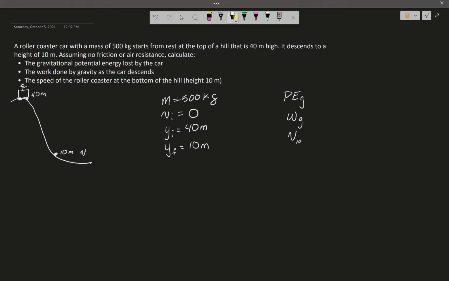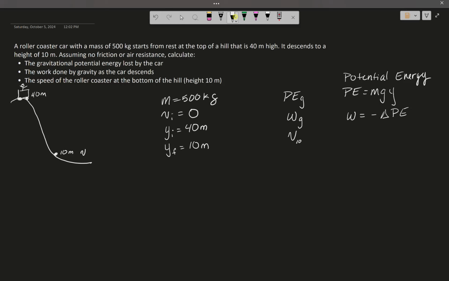So this is going to be a gravitational potential energy problem, where potential energy is mgy. Y is our position on the y-axis. And we also want to consider work done by gravity. Since the work is going to be done by gravity, we can use our definition from the conservation of energy that work has to be equal to a change in potential energy.